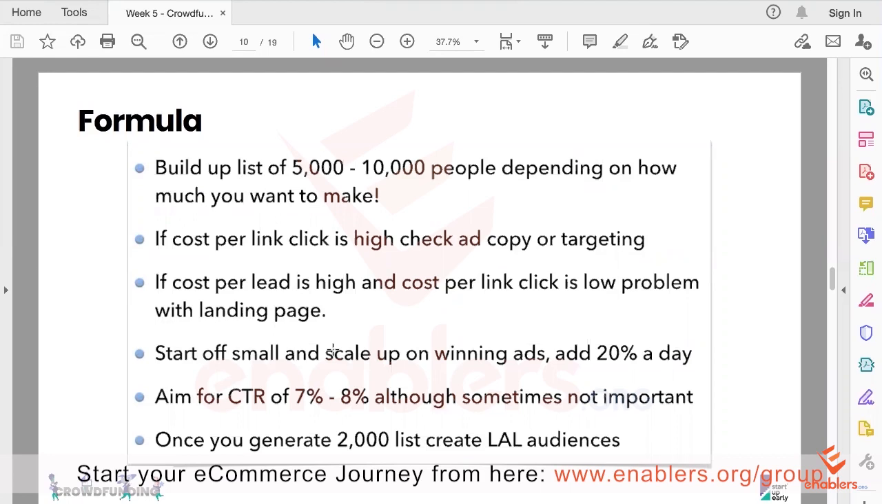Third last point is, start off small and scale up on winning ads. So when you are doing your A/B testing, it's not necessary that you do that at a very big cost. Put small budgets and see which ones are doing better. The ones that are doing better, then you increase the budget on those ads by 20%.